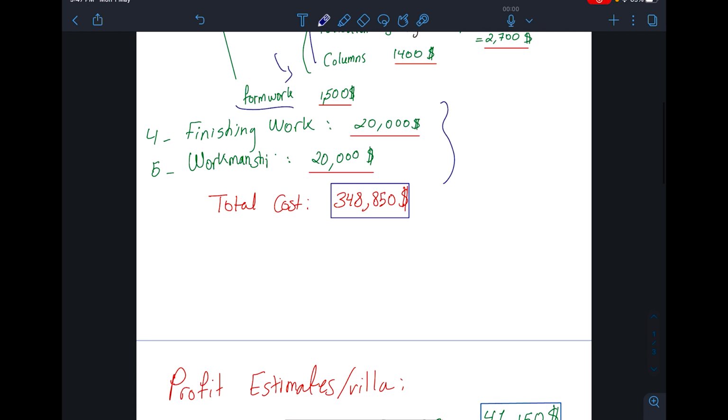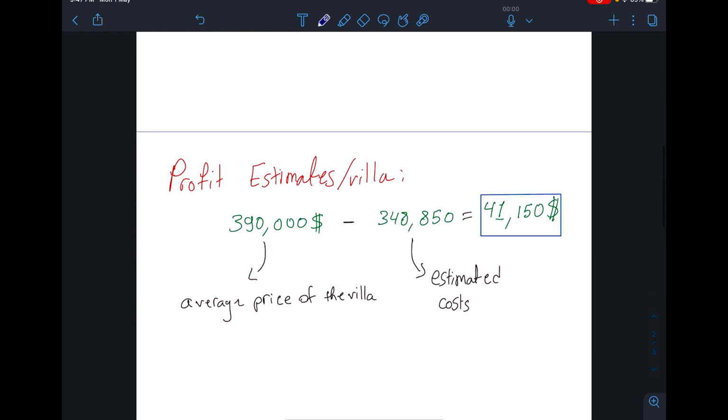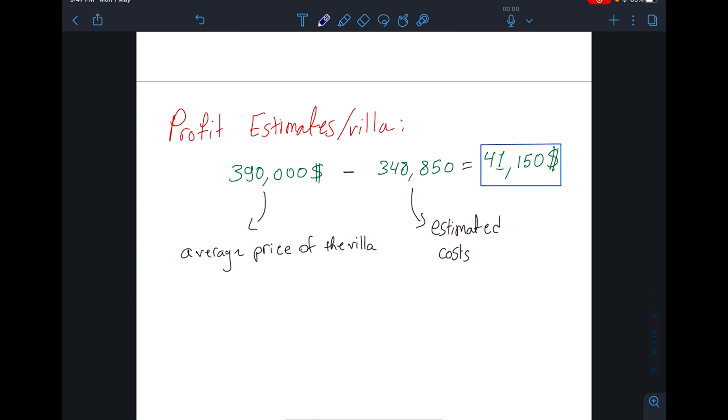So this adds up for the total cost, which is $348,000, and the price of the villa, which is $390,000. So doing the math, each villa generated approximately $41,000, which is around 11-12% of ROI.